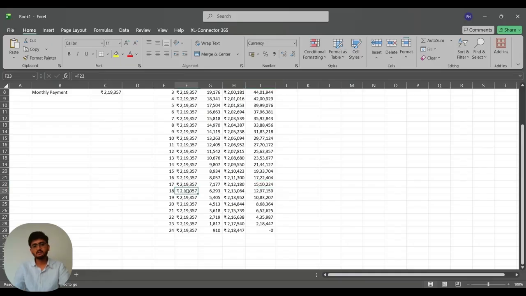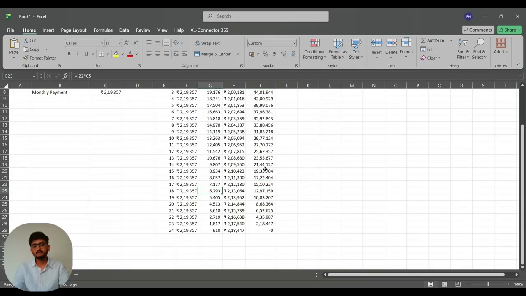For the 18th month, what was the EMI? Our monthly EMI is the same. So what was the monthly interest rate, how will we get the monthly interest on this? On 15,10,224, 0.4671% is there. So the interest will become 6,293, like that.